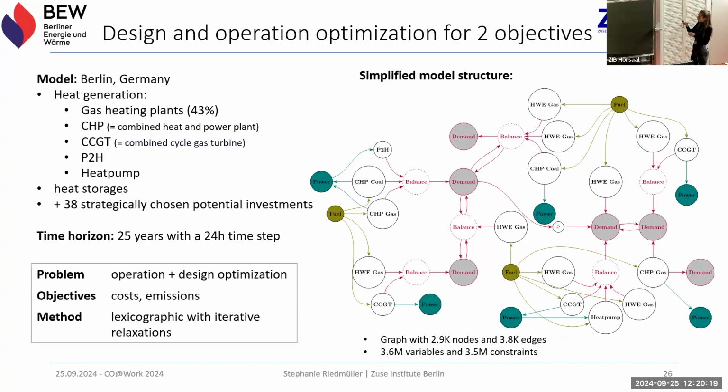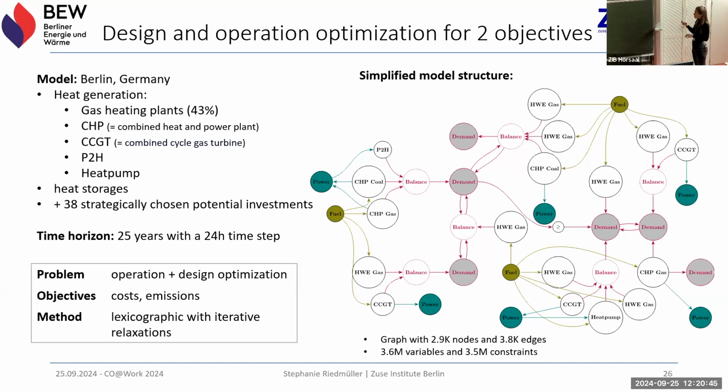This instance involves several different heating technologies. Most of them are typical gas heating plants. And I have 38 potential investments. I look over 25 years with a 24-hour time step. And here's an overview of the basic structure of it, but in reality, the graph is way bigger.